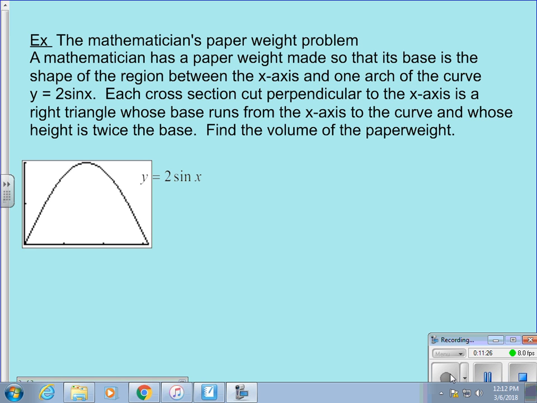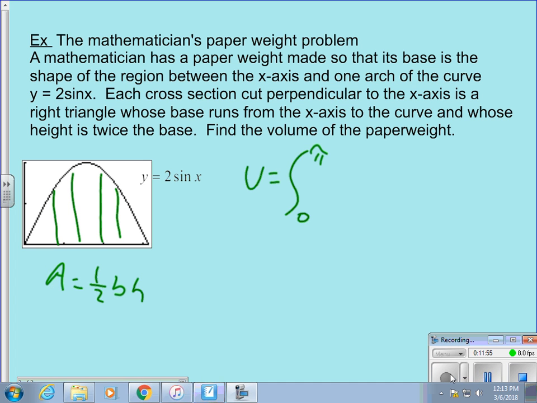So our bounds are still the same bounds, right? Yeah. Okay. So our bounds are still the same bounds, 0 to pi. Problem is, got to find the area. So we're dealing with a right triangle, 1/2 base times height. Okay. And each one of these cross-sectional slices is a right triangle.